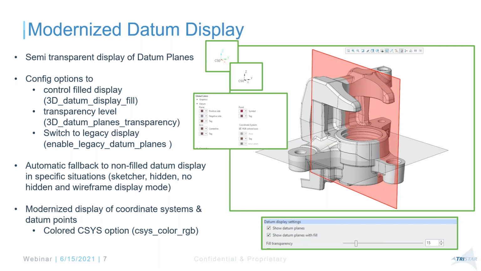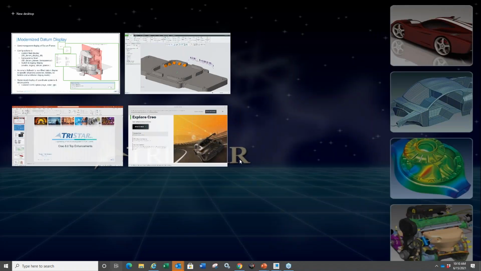Or if you switch to wireframe or hidden line style, it'll go away as well. And all this can be controlled. There are a few config options that I've listed here that would help you. Maybe you want to just switch back to the old legacy type datum plane like it was in Creo 7. You could do it that way too, right? And also datum points themselves, those are also improved. So let's take a quick look at that.